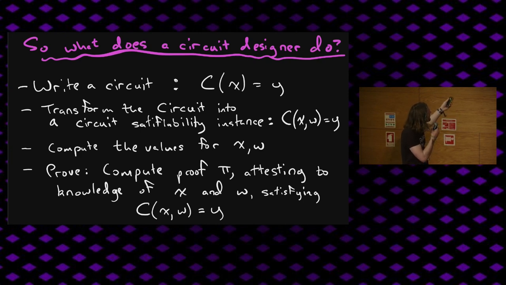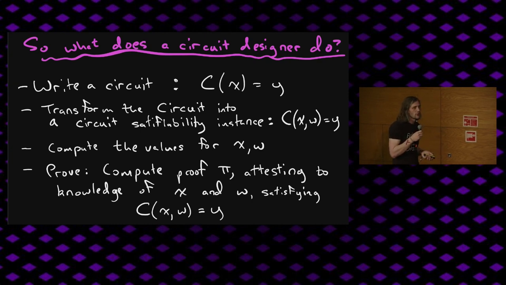And then we can compute the values for X and W, which is simply computing the original circuit C(X) = Y. That gives us our values for W, because our W's are our intermediate values, plus some extra overhead for the IO operations that I mentioned. And then finally, we compute our proof pi. Our proof pi is the complicated step that I'm alluding to in this context, because that would be another 30-minute talk. But I will briefly gesture at it.